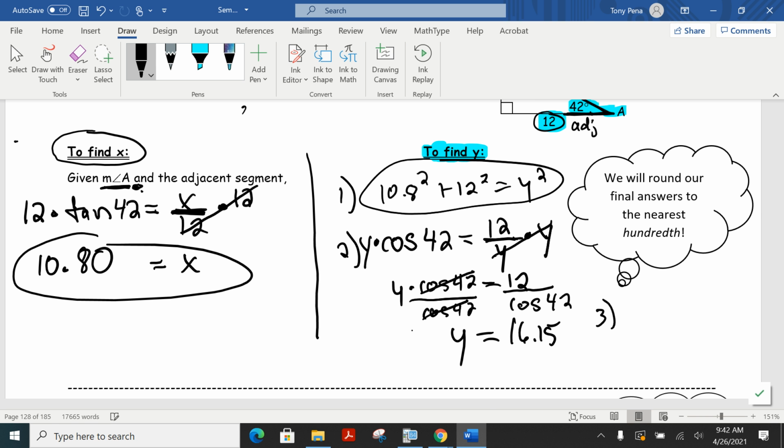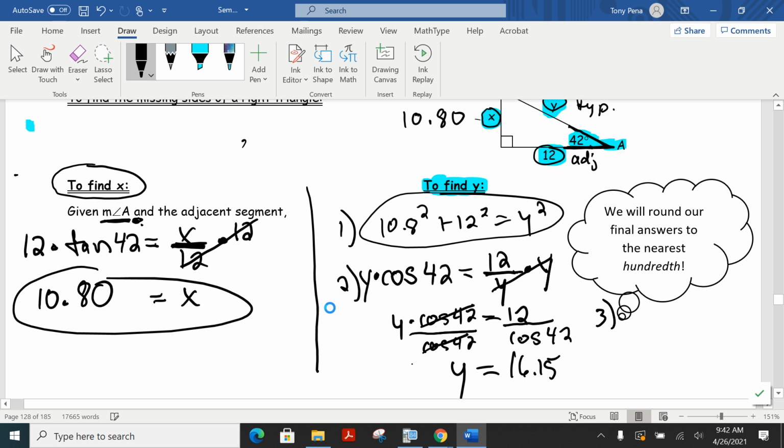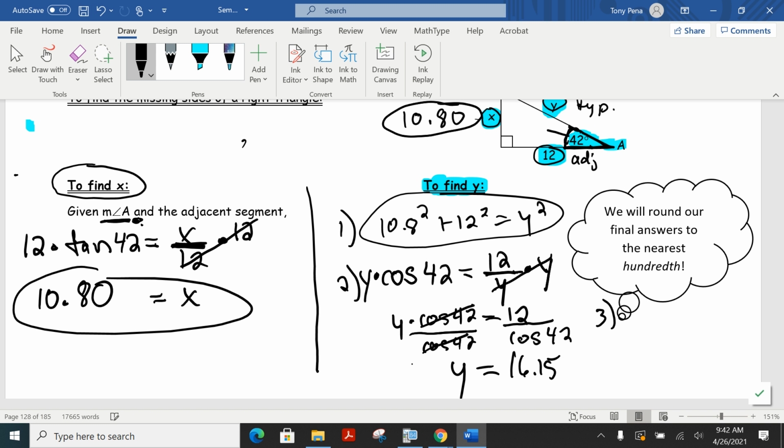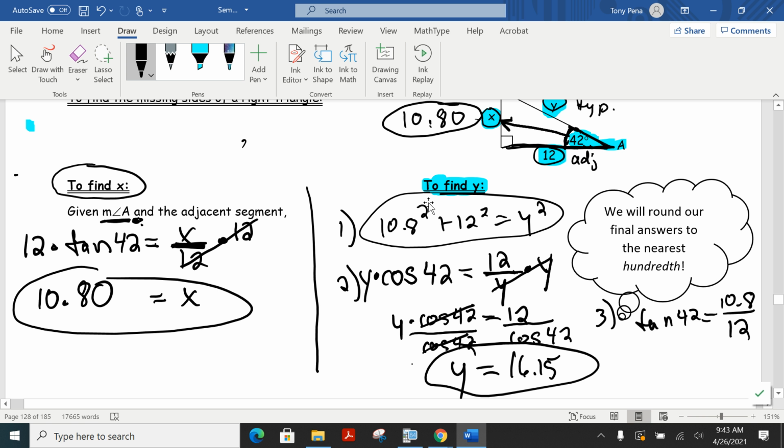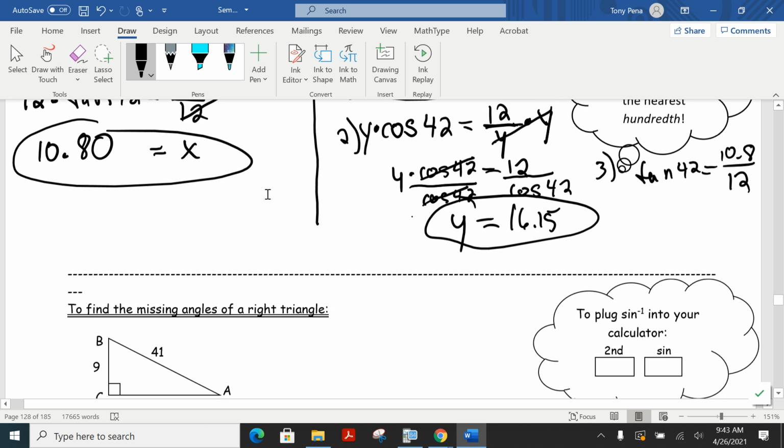Now, there is a third way, because don't we know the other side? This one we're not going to see through, but if I were to use this angle, don't I also now know the opposite and the adjacent? So I could have done the tangent of 42, because I knew the opposite was now 10.8, and I could have divided it by that adjacent side of 12. All three of these are going to give you the 16.15. So once you get one of them, it's really up to you how you're going to proceed with the next one. Because you're going to see here in a second, when you're told to solve a right triangle, you just have to get all those values, and whichever method you use is going to be fine.